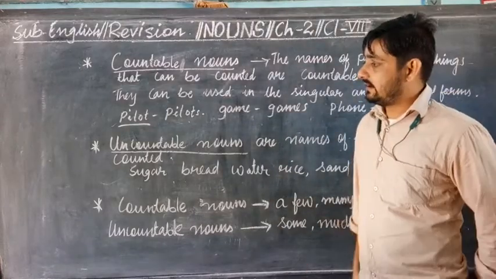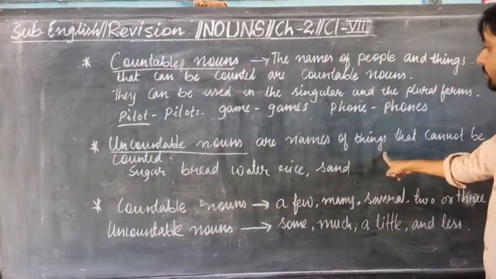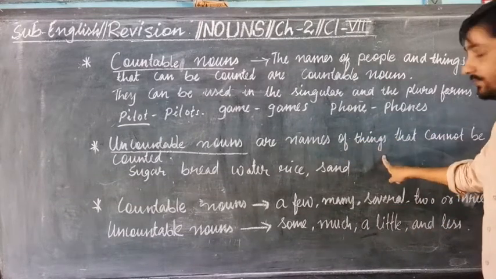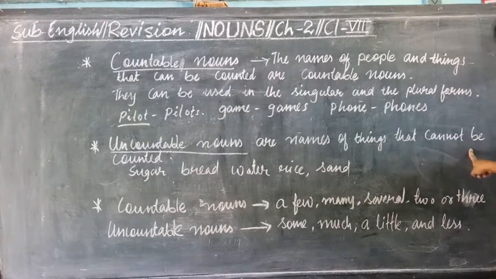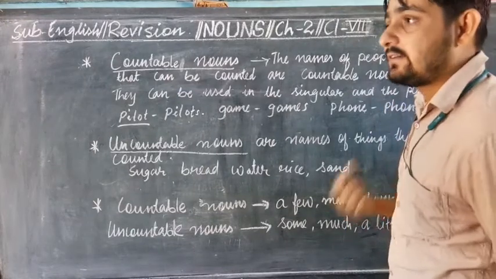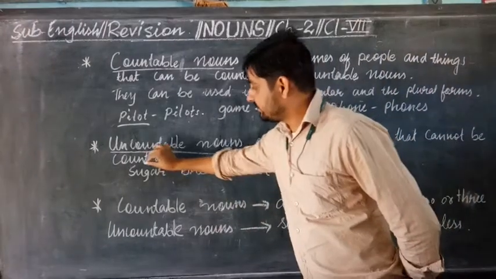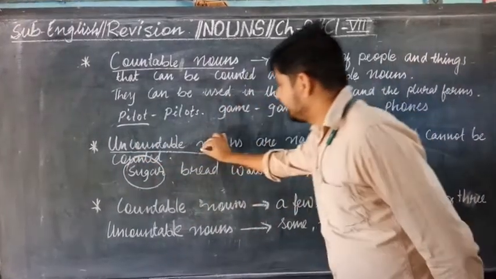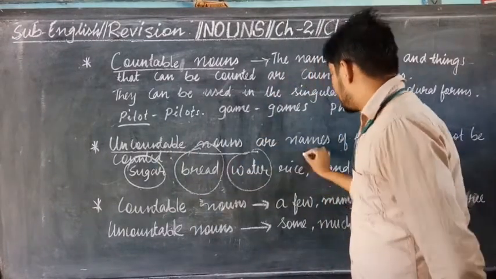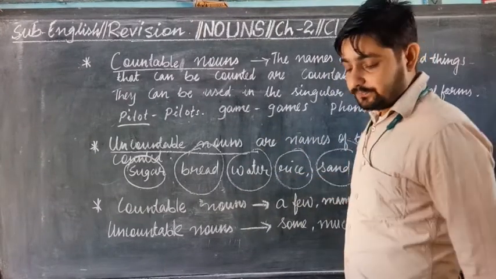Then the second thing is uncountable nouns. Uncountable nouns are those nouns, names of things that cannot be counted. We cannot count them. For example, sugar, we cannot count this sugar. Bread, we cannot count this bread. Water, we cannot count this water. Rice, we cannot count this rice. Sand, we cannot count this sand.